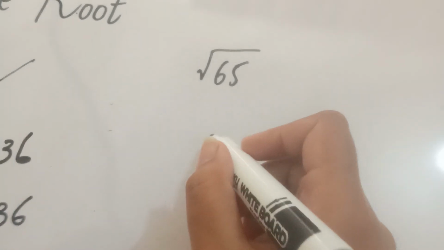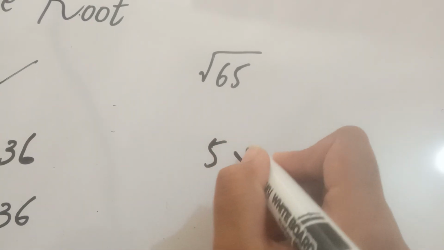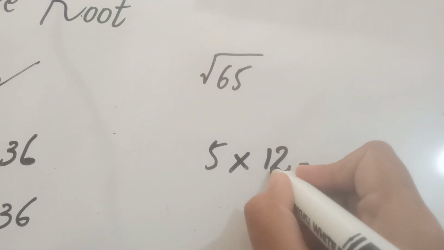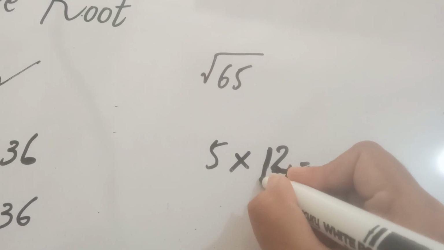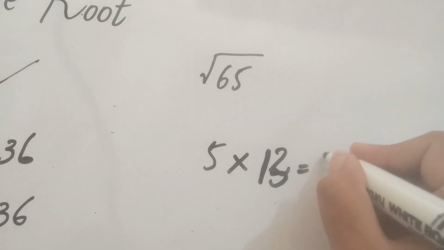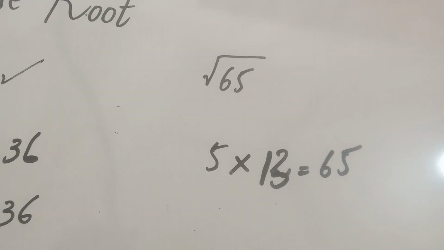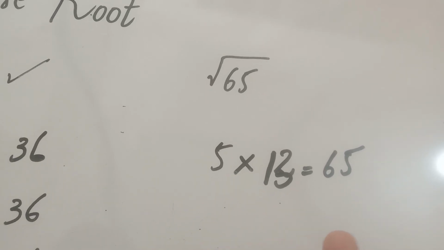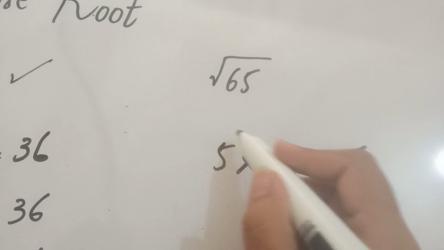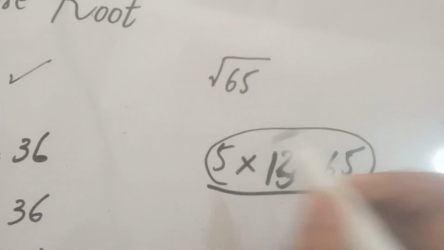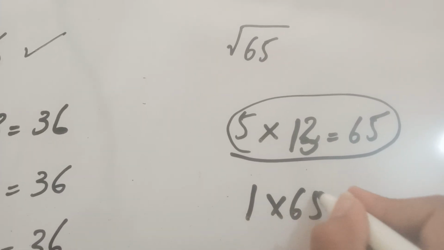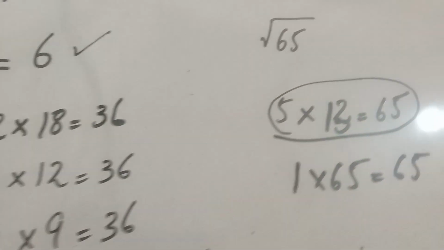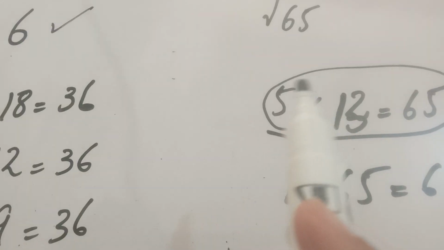Like for example, 5 times 12 is 60, 5 times 13 is 65. Okay, and you can check in any other table whether 65 comes, so no. So it means it's only coming in this pair. So it means 65 is not a perfect square. So we can't find the square root of 65 by this method.